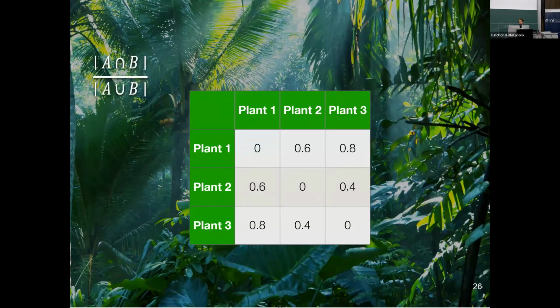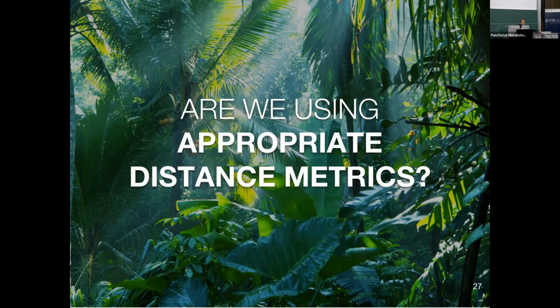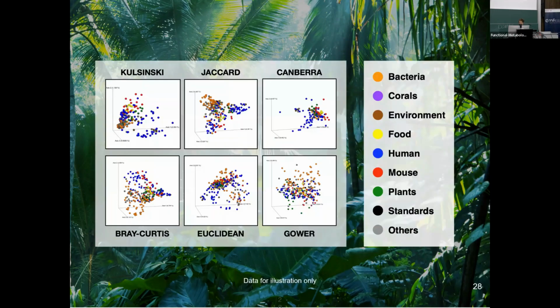But there are, in fact, many different ways to calculate those distances. So a lot of different formulas. And the question is then, of course, are we using the appropriate distance metrics in the metabolomics field? This is still a very active discussion in the field right now. There is not really a consensus about it. So many different distance metrics are commonly used.